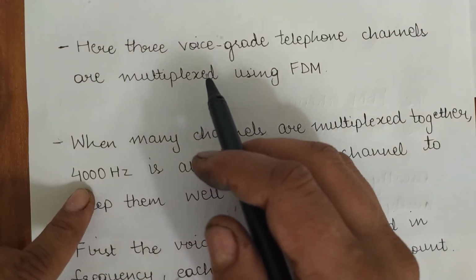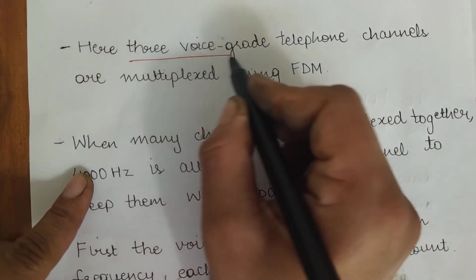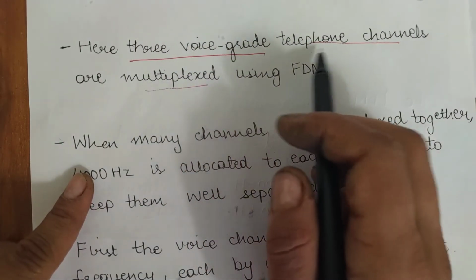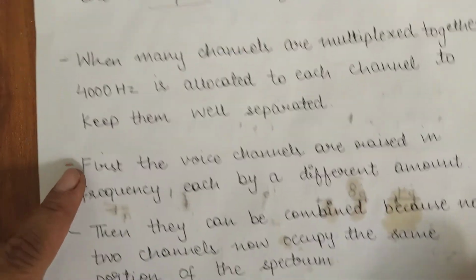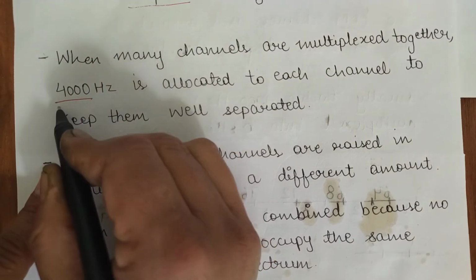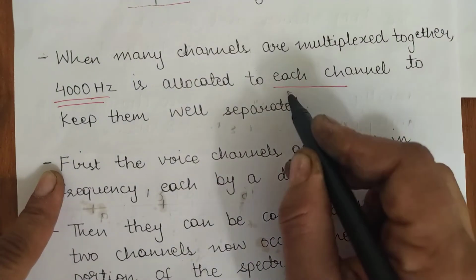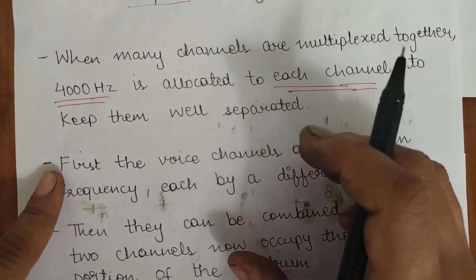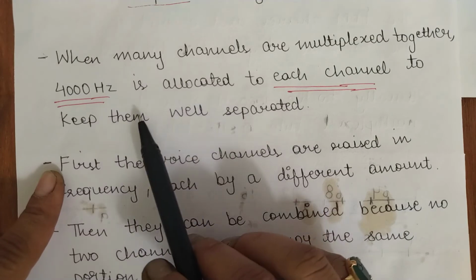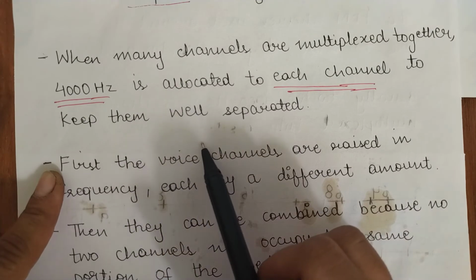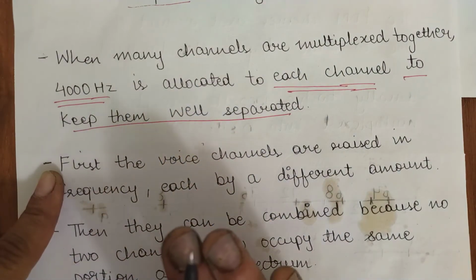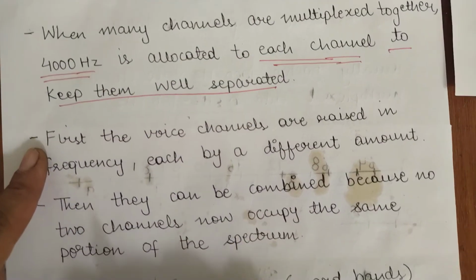Now basically in frequency division multiplexing, 3 voice grade telephone channels are multiplexed, right? There are 3 different voice grade telephone channels which are multiplexed using FDM. Now when many channels are multiplexed together, 4000 hertz is allocated to each channel. As we saw just now, out of all the 12 channels, each channel was occupying exactly 4000 hertz of the frequency band. This way it keeps them well separated, and none of them interferes with the other.